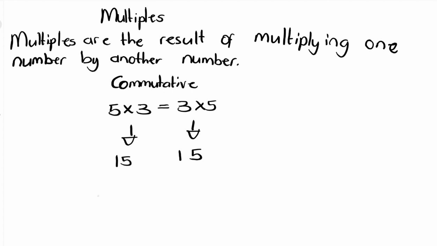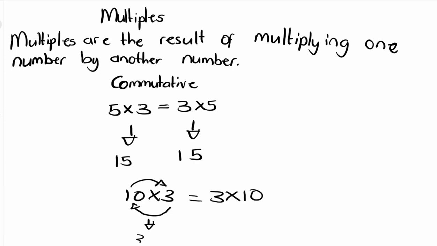So essentially you can take any multiplication problem, 10 times 3, right? And you can swap around the numbers that are on either side of the multiplication sign and still get the same result. Hence 10 multiplied by 3 is equal to 3 multiplied by 10. Both answers will give you a result of 30.